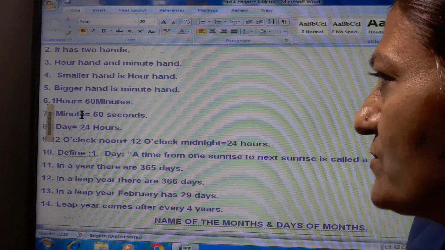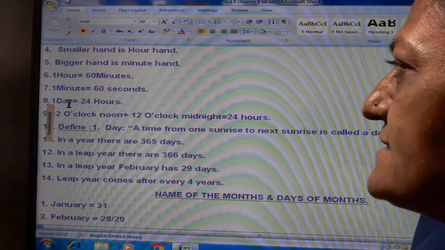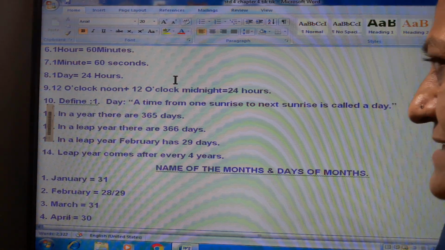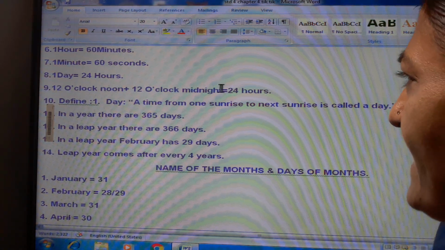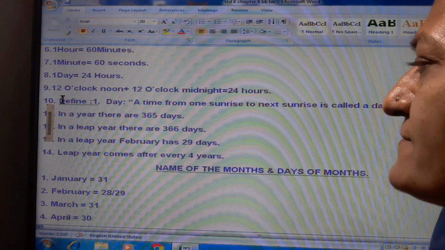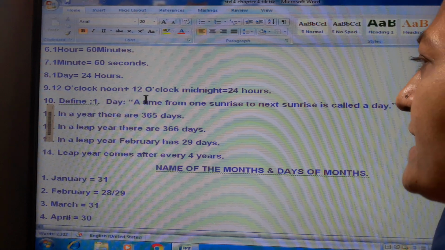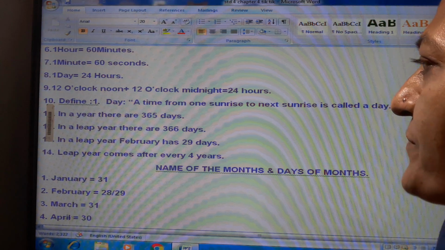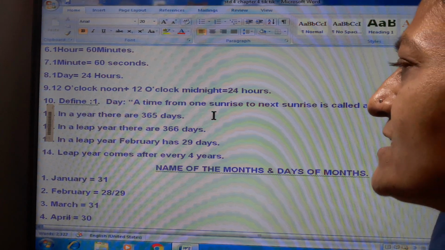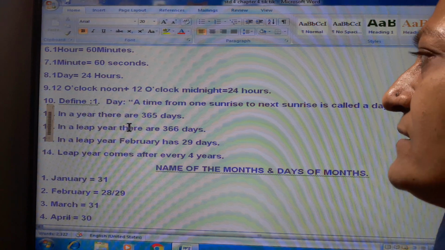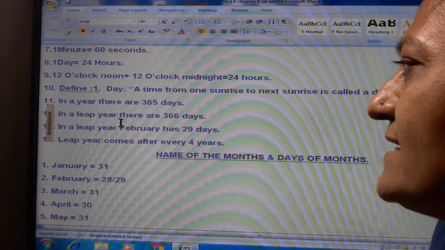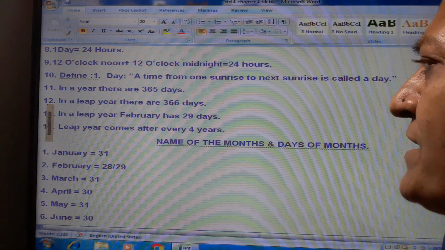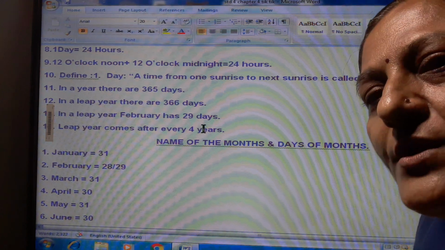1 hour is equal to 60 minutes. 1 minute is equal to 60 seconds. 1 day is equal to 24 hours. 12 o'clock noon plus 12 o'clock midnight is equal to 24 hours. Define day. A time from one sunrise to the next sunrise is called a day. In a year there are 365 days, but in a leap year there are 366 days. In a leap year, February has 29 days. A leap year comes after every 4 years.